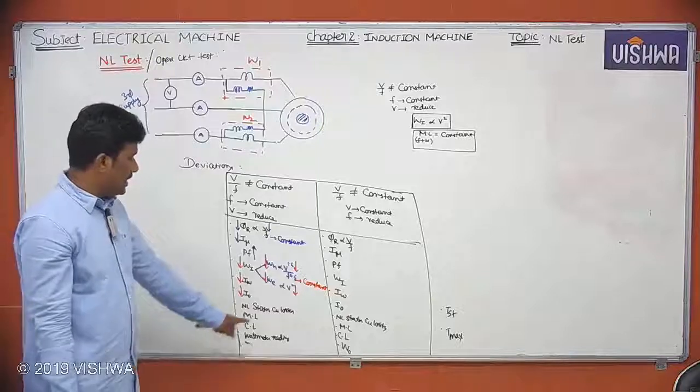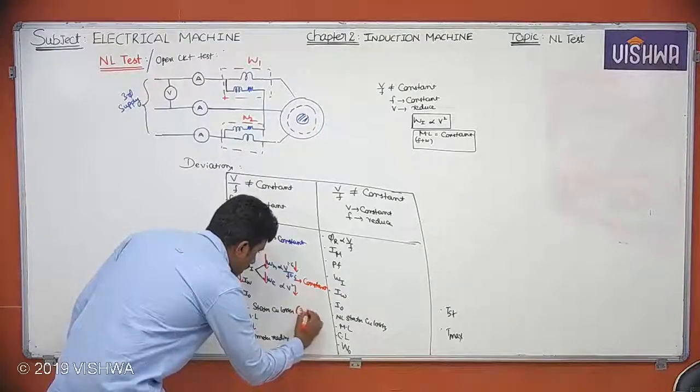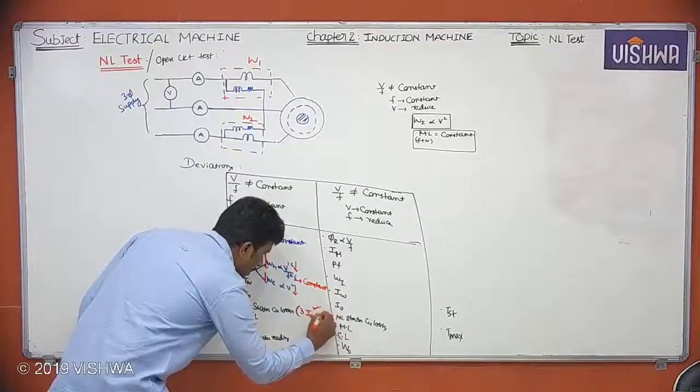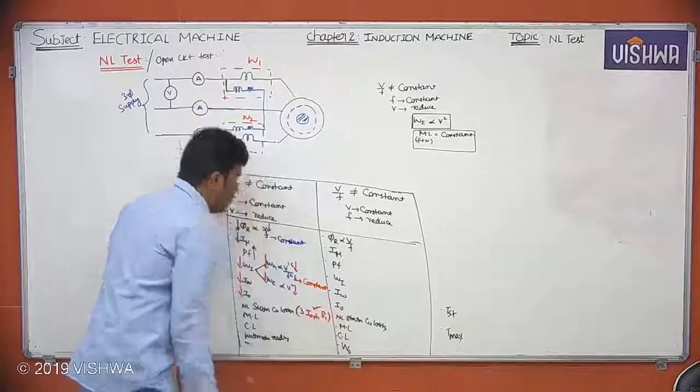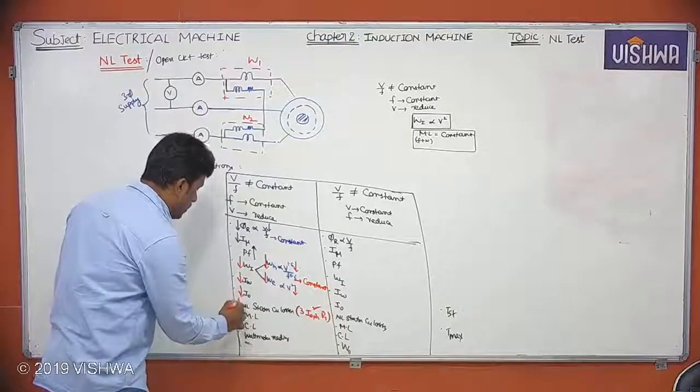So, no load stator copper loss. What is the formula for no load stator copper losses? 3 I naught square into R1. If I naught is reduced, what will happen? No load stator copper losses also will reduce.